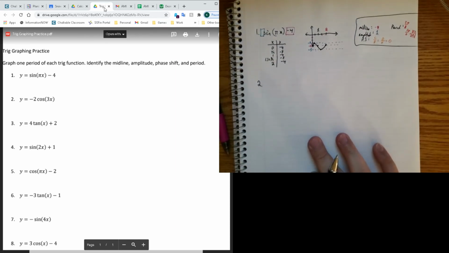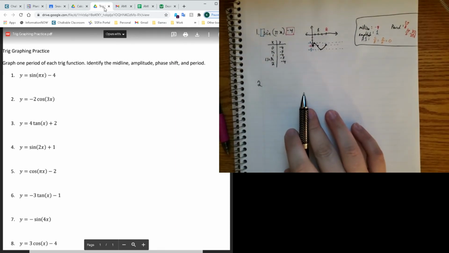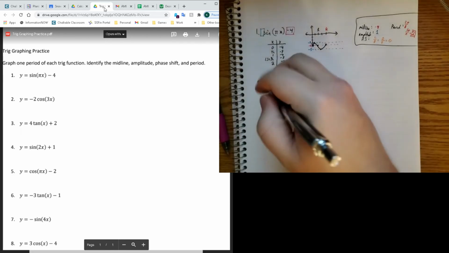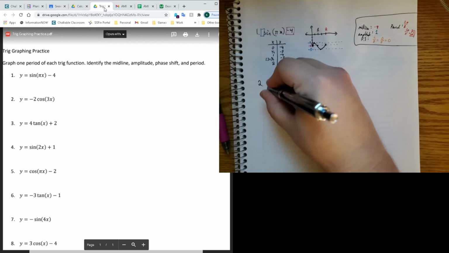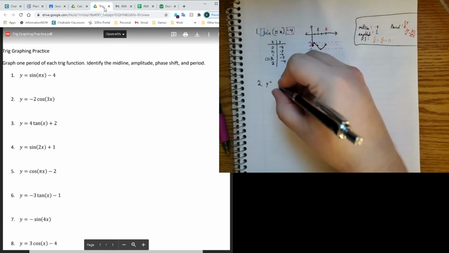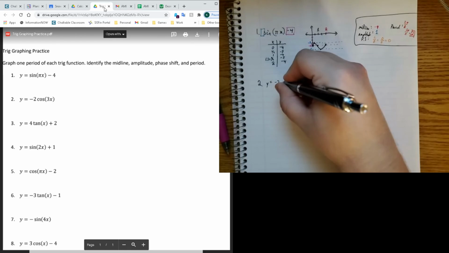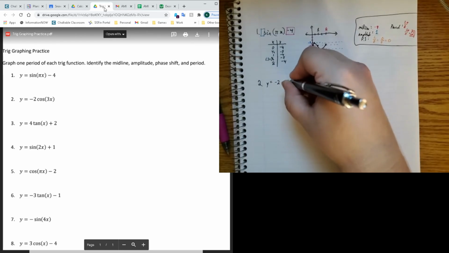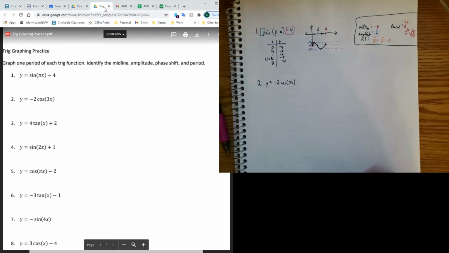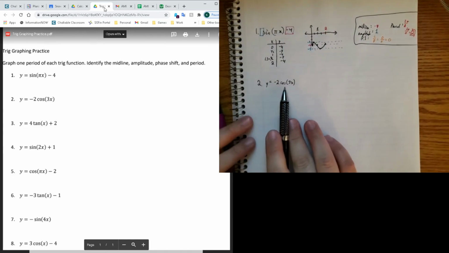When you're doing these problems, some helpful tips and tricks. Always look ahead. If you can see something in the problem that looks important, you should probably be planning for it in the problem itself. For number 2, I have the function y is equal to -2 cosine of 3x. All right, I can see it's a cosine function.